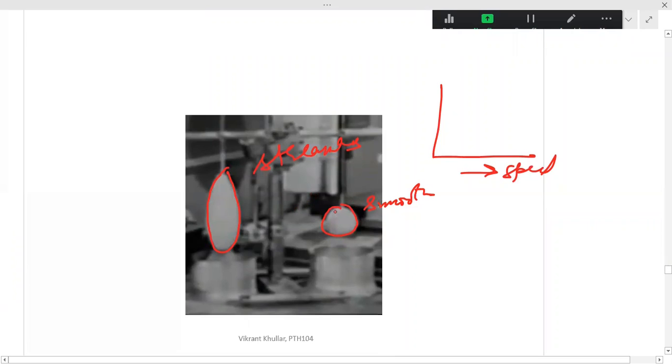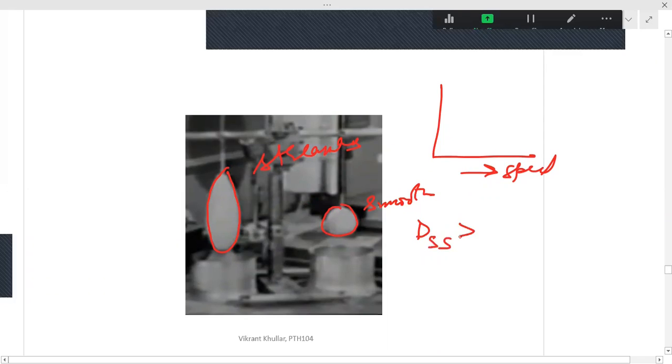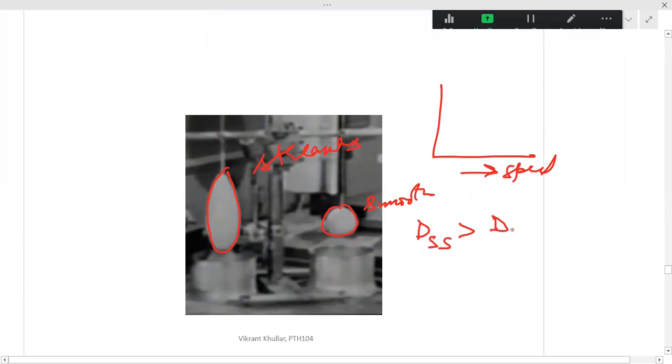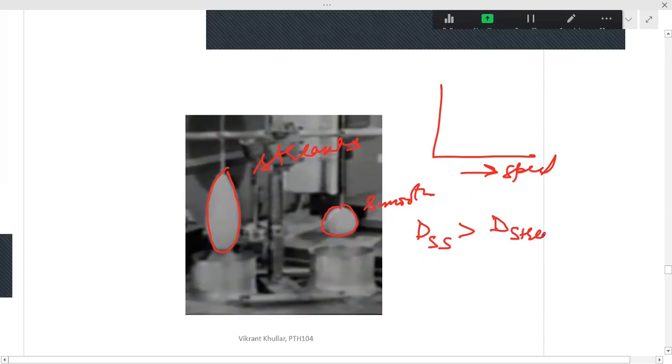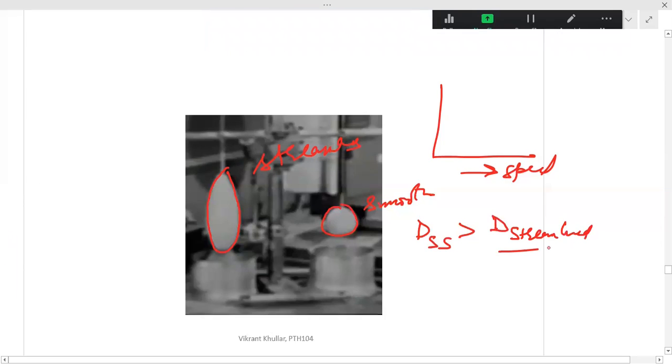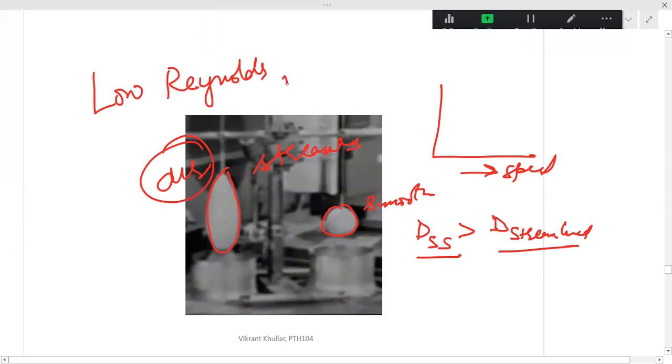Drag force would be higher for the sphere, because the other one is streamlined. So the drag force for the smooth sphere should always be greater than the drag force on the streamlined body, only under the condition that it is not a viscous fluid. This is in air, no? Yes, sir. So this is actually at low Reynolds number. Low number, yes, sir.